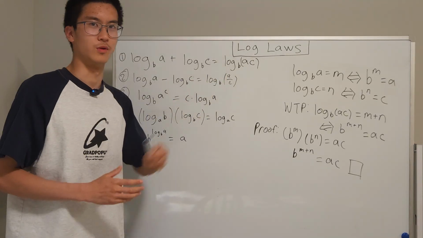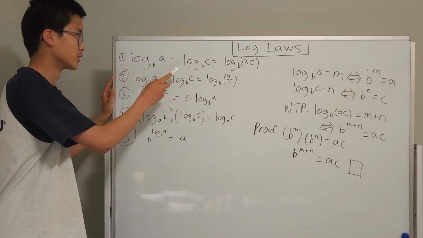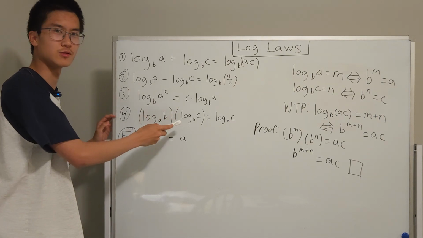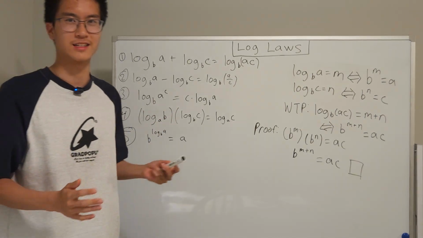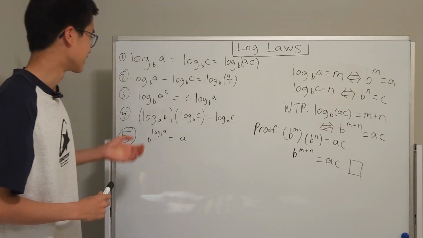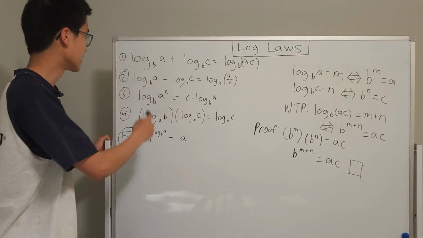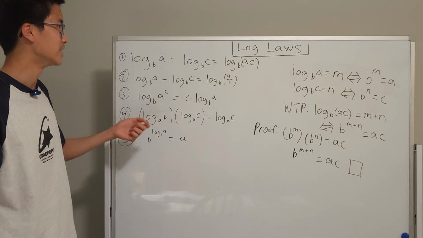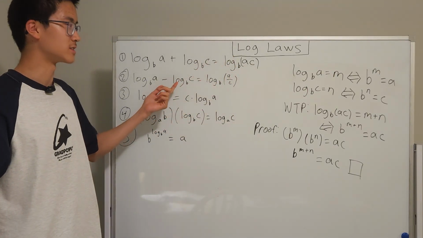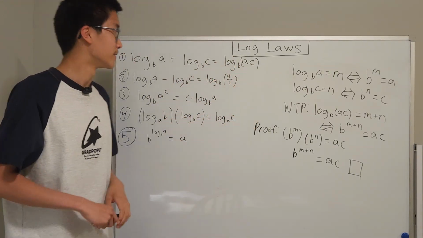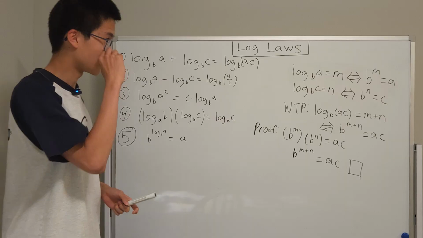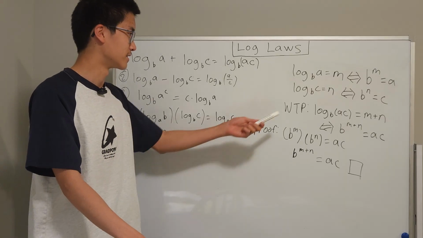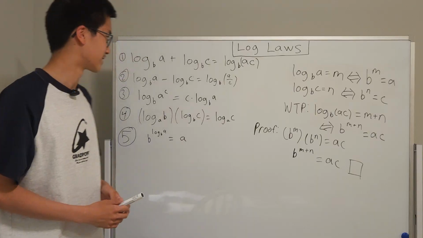So this is the product rule. Now this is called the quotient rule. This is called the exponent rule, and this is called the chain rule. Now all of these are the same flavor, right? In this case, it's pretty similar. You can set log base b of a equals m, and log base b of c equals n. Afterwards, you can convert to exponent form, and it follows the same thing.